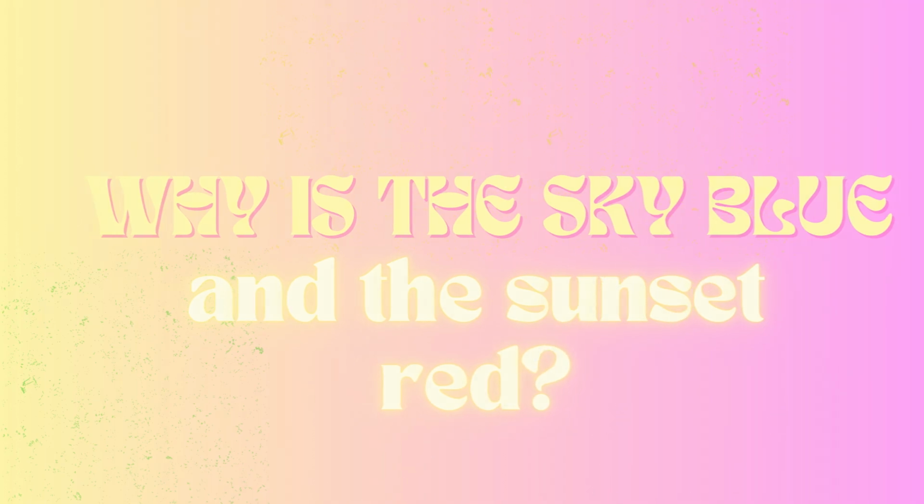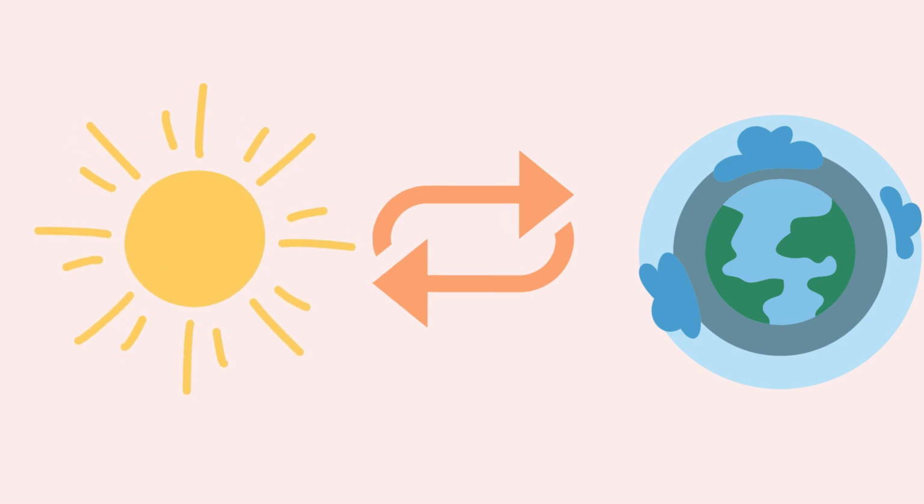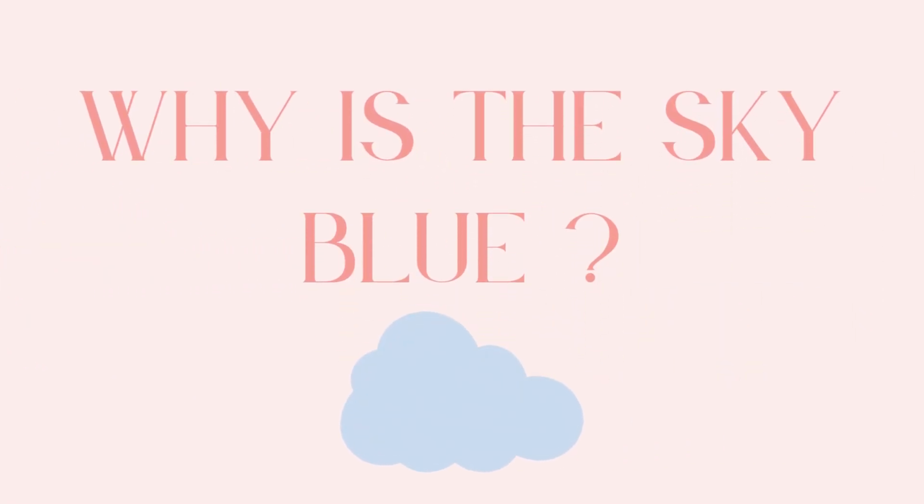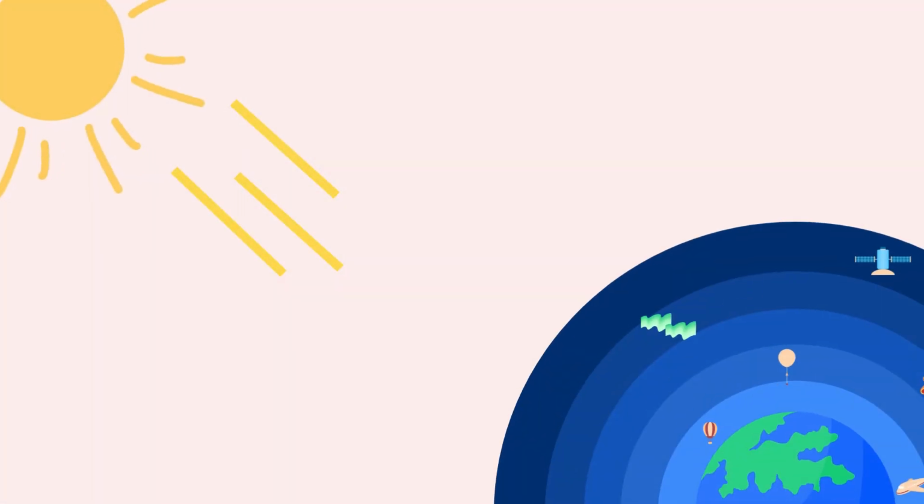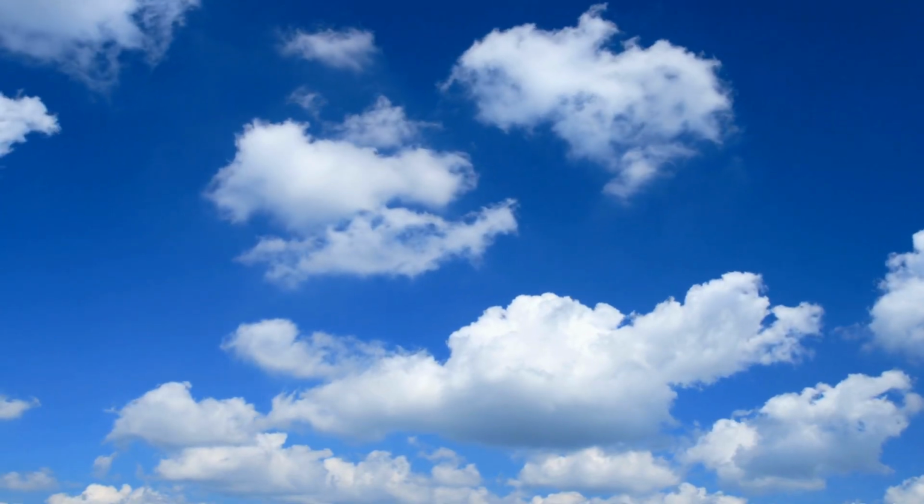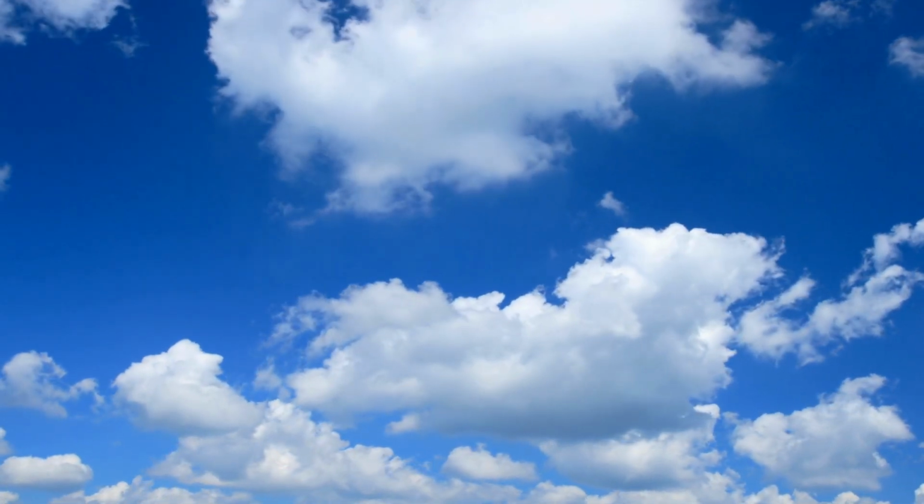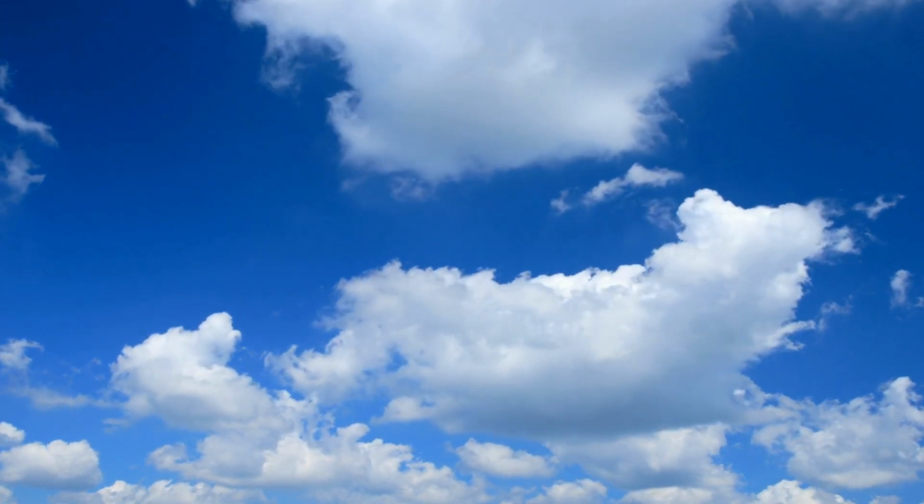Why is the sky blue and the sunset red? The color of the sky depends on how sunlight interacts with the Earth's atmosphere. Why is the sky blue? Sunlight may look white, but it's made up of all colors. When sunlight enters the atmosphere, it collides with tiny particles of air. Short wavelengths, like blue, scatter in all directions. This scattering is why the sky appears blue during the day.